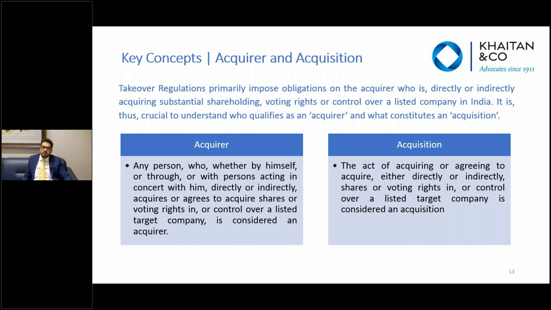And what I mean by persons acting in concert is people or entities which are acting jointly with the acquirer and have a common objective and common approach of acquiring substantial shareholding or control in the listed company. So if there were two groups who were acquiring a certain percentage, we will aggregate it if they have the common objective to jointly control.